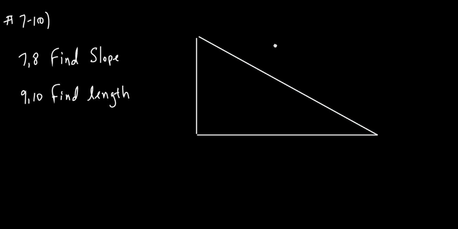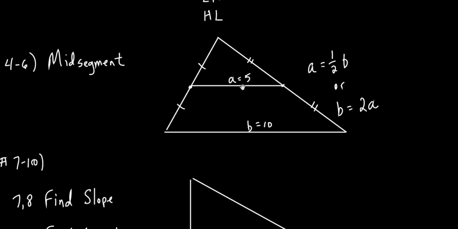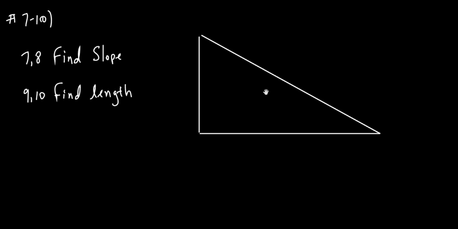By the way, let's go back to this. I said that the length of this is half of the length of that. But what else is true about this line segment and this side right here? They're parallel to each other. So they must have the same slope, okay? That has a little bit to do with this problem right here. So I wanted to make sure I mentioned that.